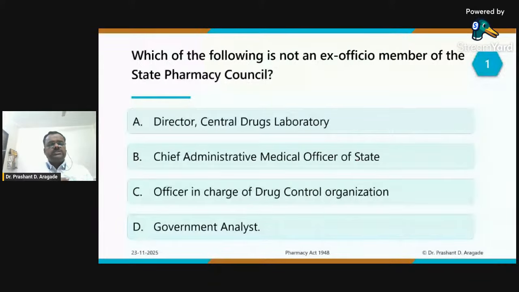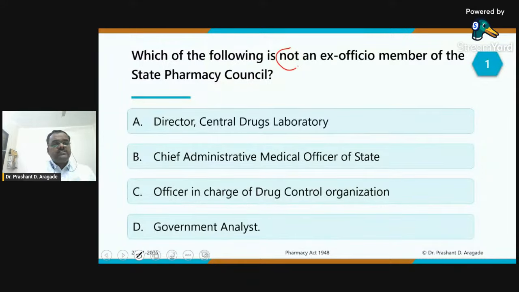Now, this is the next question. Which of the following is not an ex officio member of the State Pharmacy Council? This question is from the Constitution of the State Pharmacy Council. Which is not an ex officio member of the State Pharmacy Council: the Director, Central Drug Laboratory, the Chief Administrative Medical Officer of the State, the Officer in charge of drug control organizations, or the Government Analyst? Just think and note down your answer in your notebook.